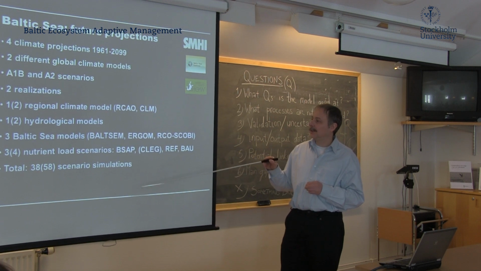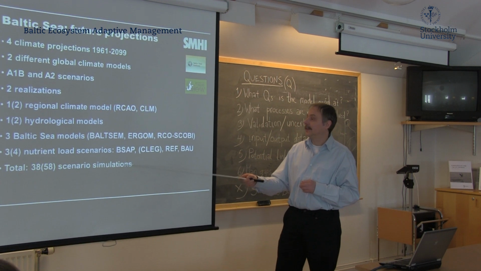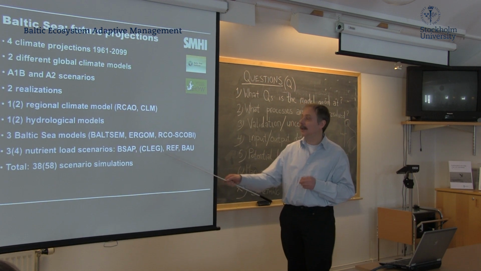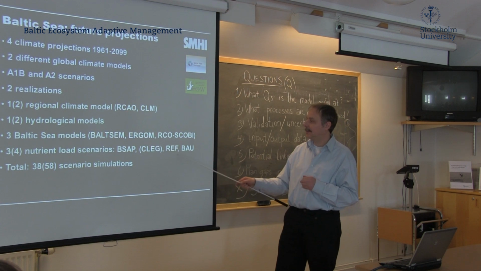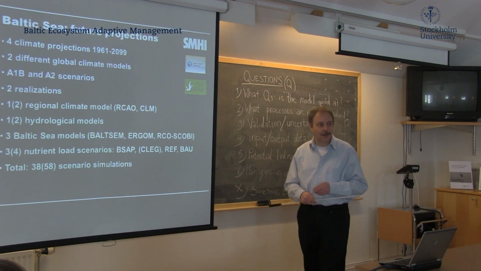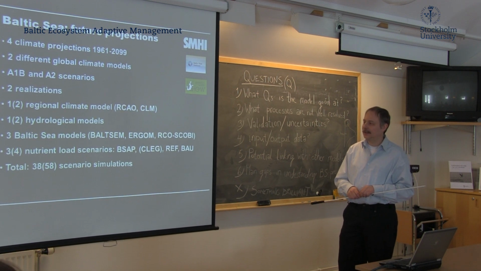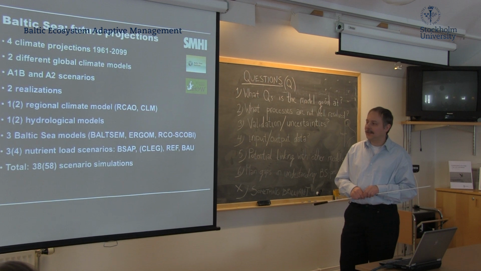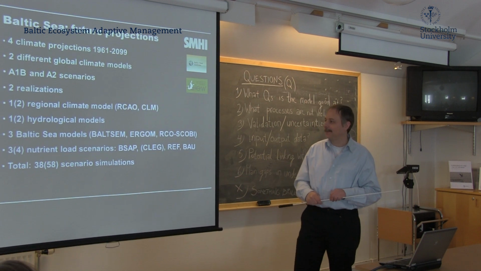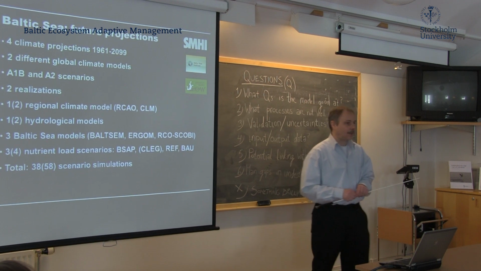I told you already about three Baltic Sea models. Then we have assumed different nutrient load scenarios. The Baltic Sea Action Plan as a best case, if you want, in this range, and then this one I skip here. The reference and the business as usual, and the wording here is very bad actually. Business as usual means here an exponential growth in agriculture, so an increase in the nutrient load. So decrease, increase, no change, simply. And then we end up with some 40 to 50 scenarios or different projections.